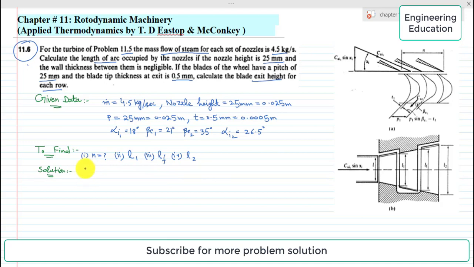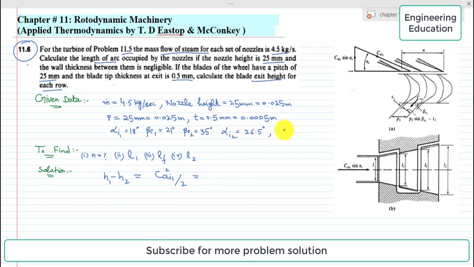So coming to the solution of this problem, first of all we have enthalpy drop H1 minus H2 equal to C_i1 square by 2. This is taken from the nozzle study. So enthalpy drop is equal to C_i1 square by 2.